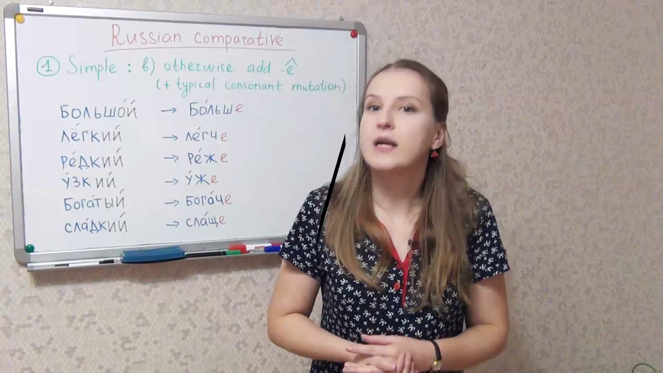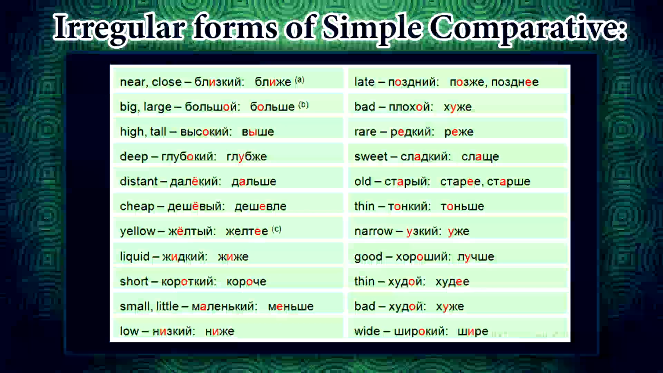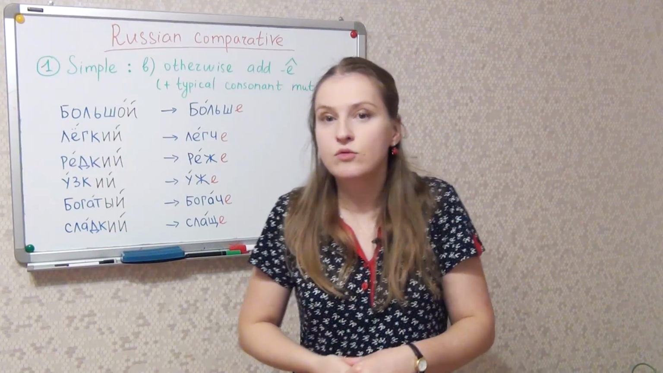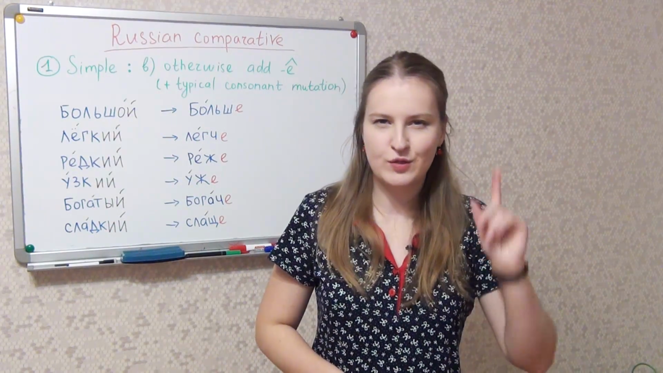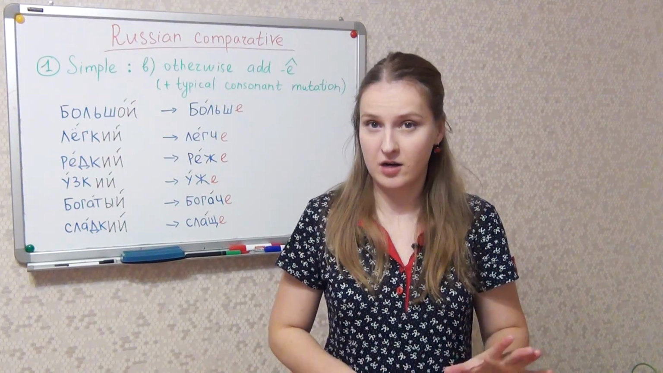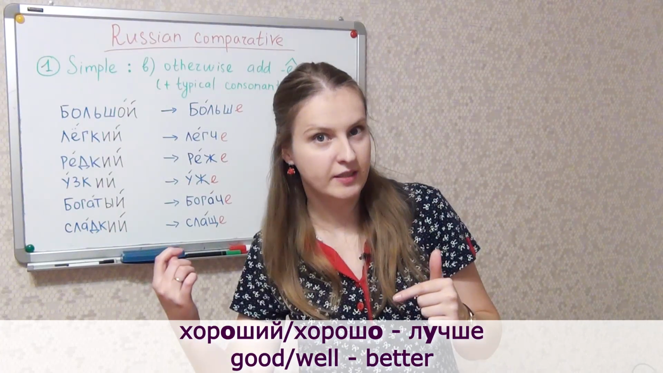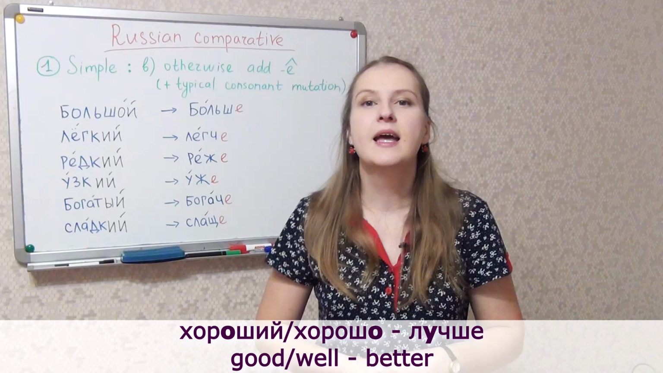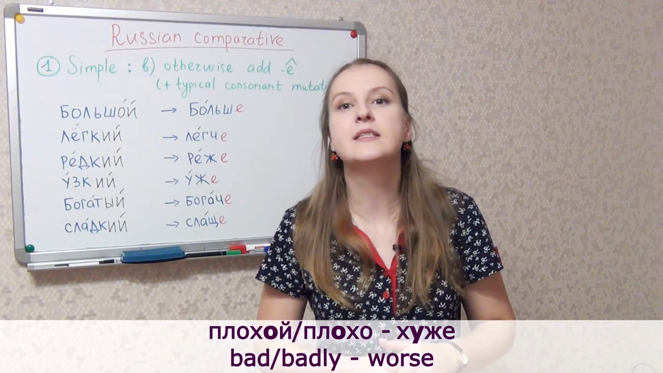There are some irregular forms, of course, in Russian, which you need to memorize as they are. Some of these, by the way, might be memorized too. It will be easier. But the ones I want you to memorize really well are хороший, хорошо, the comparative form is лучше, better. Плохой, плохо, the comparative form is хуже.